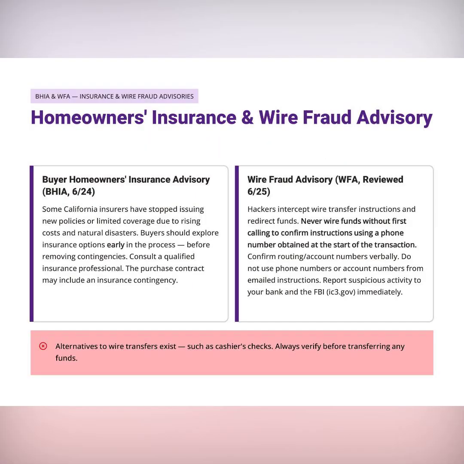Two critical advisories every realtor should discuss with clients are homeowners insurance and wire fraud. For insurance, recent challenges in California, like rising costs and limited coverage due to natural disasters, mean buyers must explore options early and consult with a qualified insurance professional. Never assume coverage will be readily available. Secondly, wire fraud is a persistent and dangerous threat. Hackers frequently intercept wire instructions. Always advise clients to verify wire details by calling known contacts using phone numbers obtained at the start of the transaction, not from suspicious emails. Considering alternatives to wire transfers, like cashier's checks, is also a prudent safeguard.